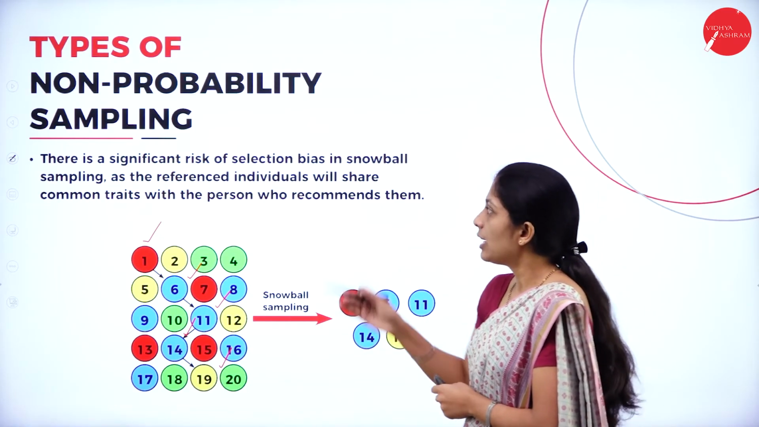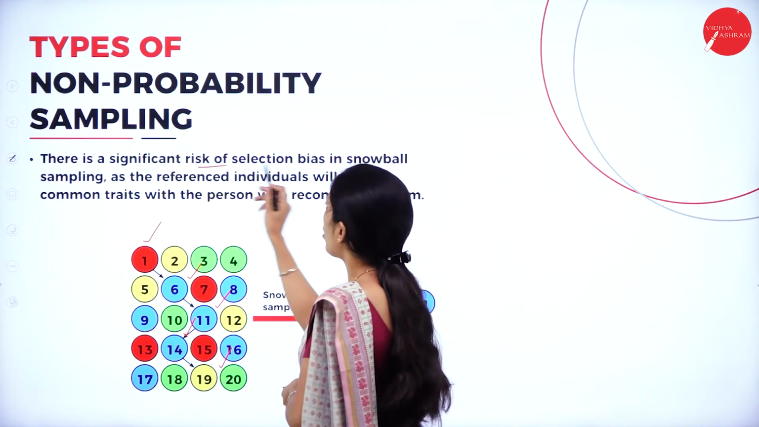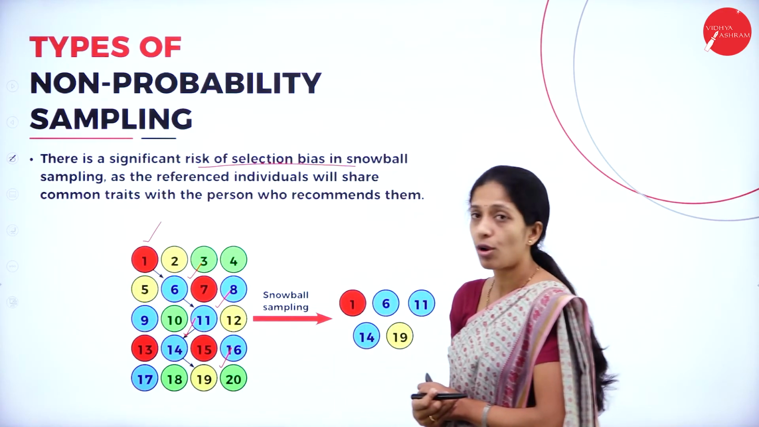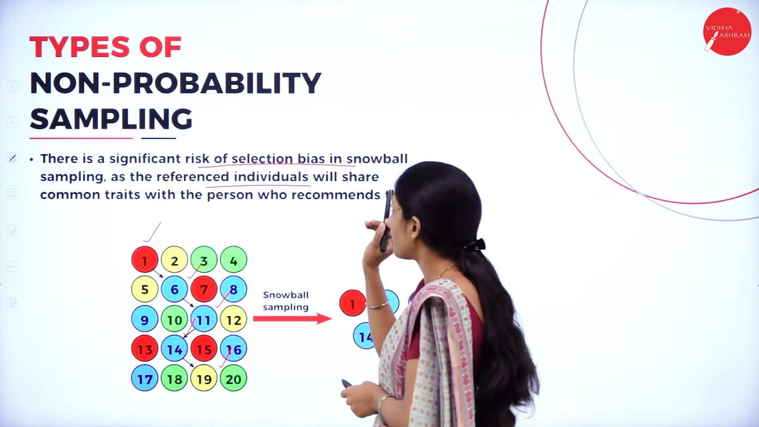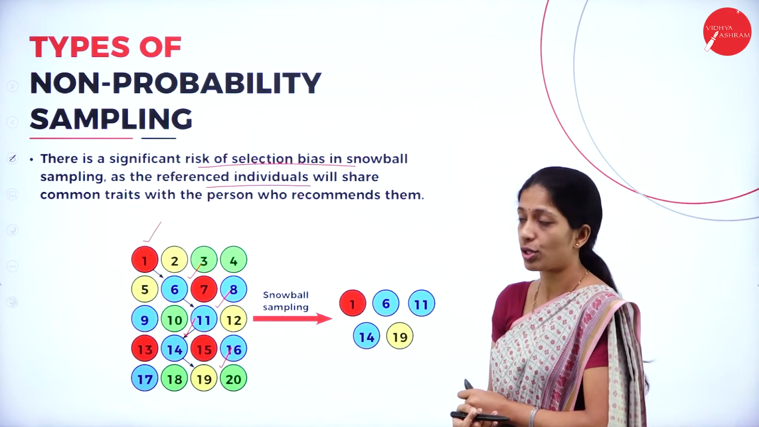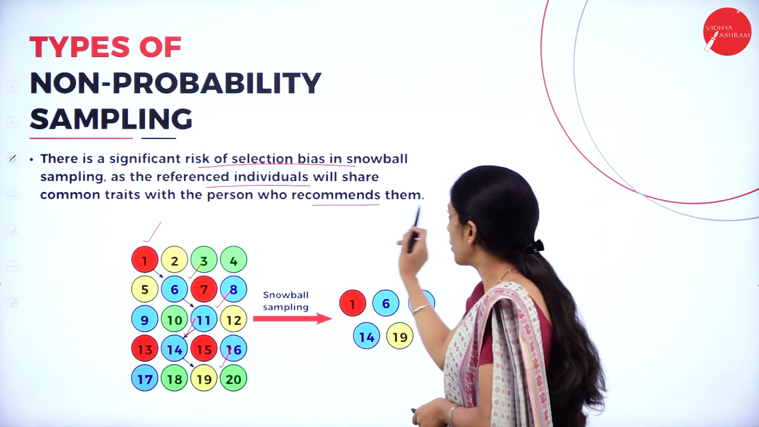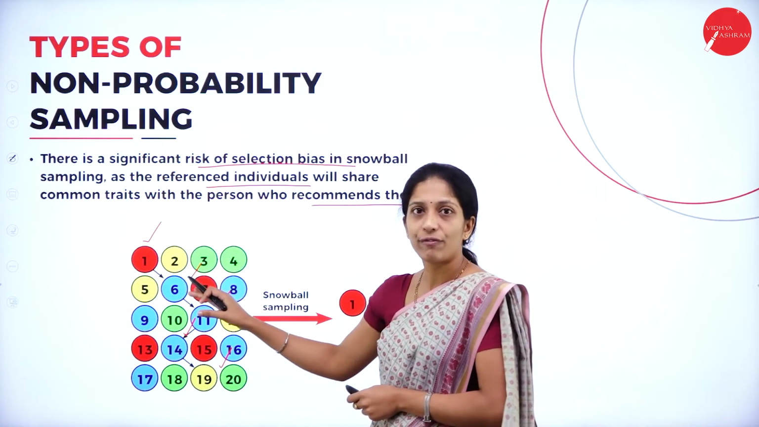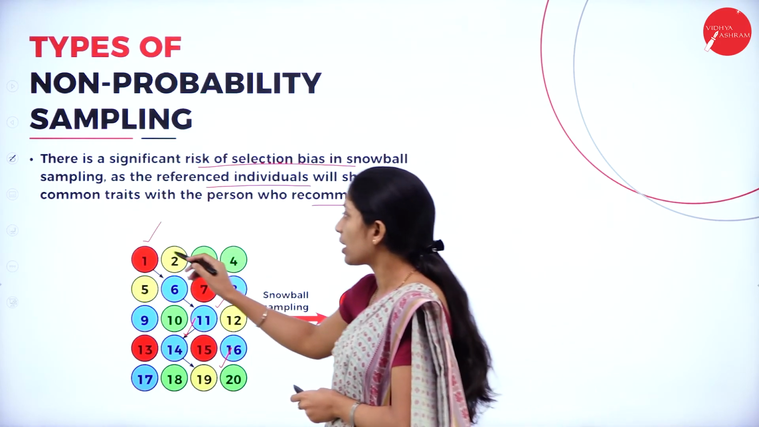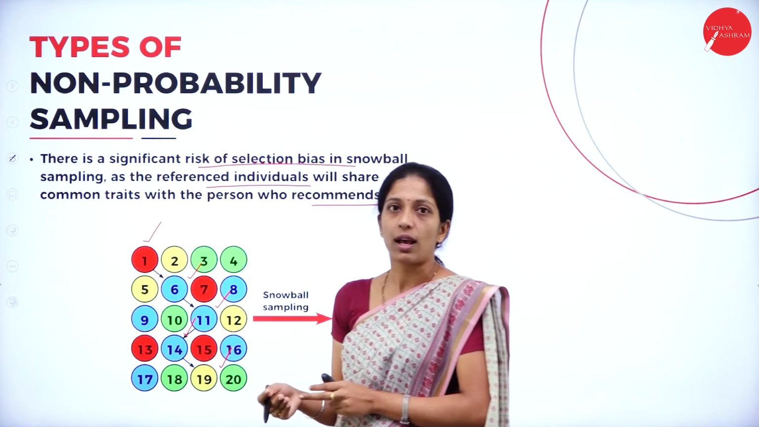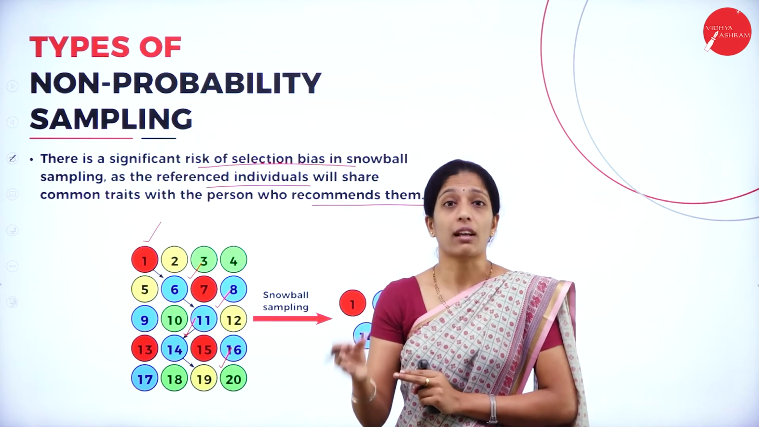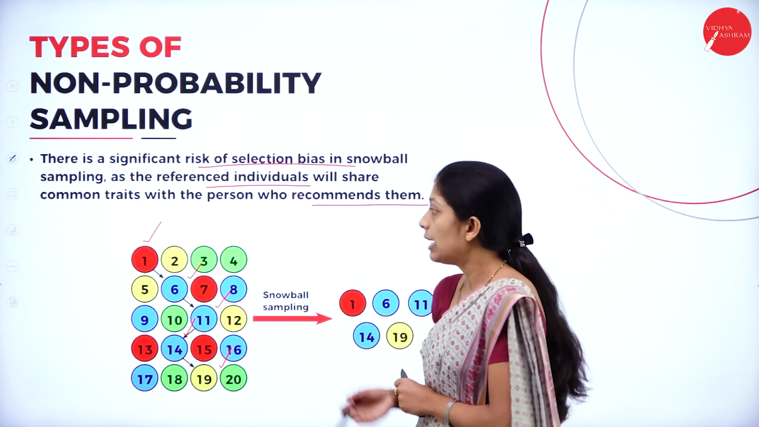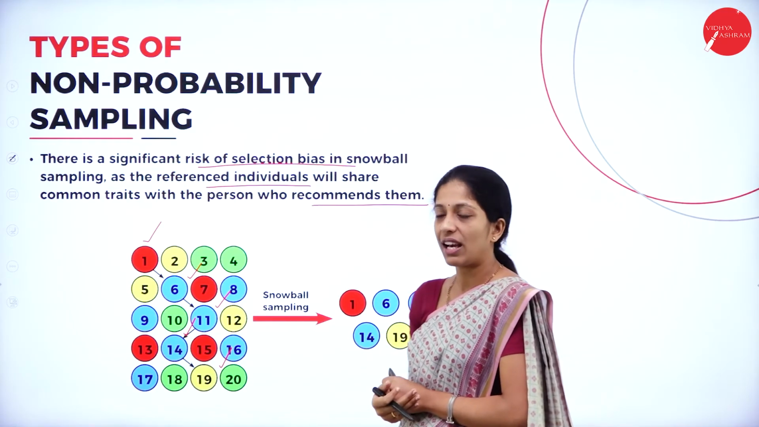Snowball sampling. There is a significant risk of selection bias in snowball sampling, as referred individuals will share common traits with the person who recommended them. Suppose we have selected this person wrongly, then what happens? All the persons whom he recommends also become wrong. So here the selection has to be very careful.